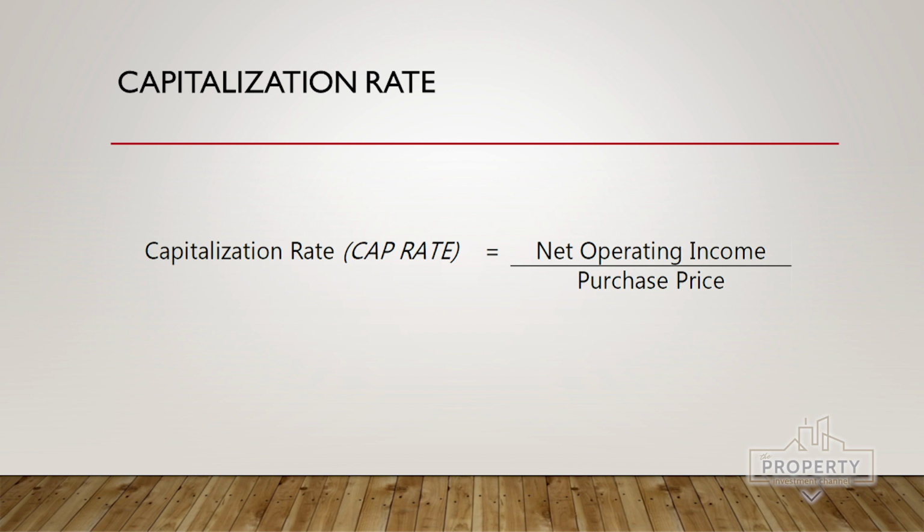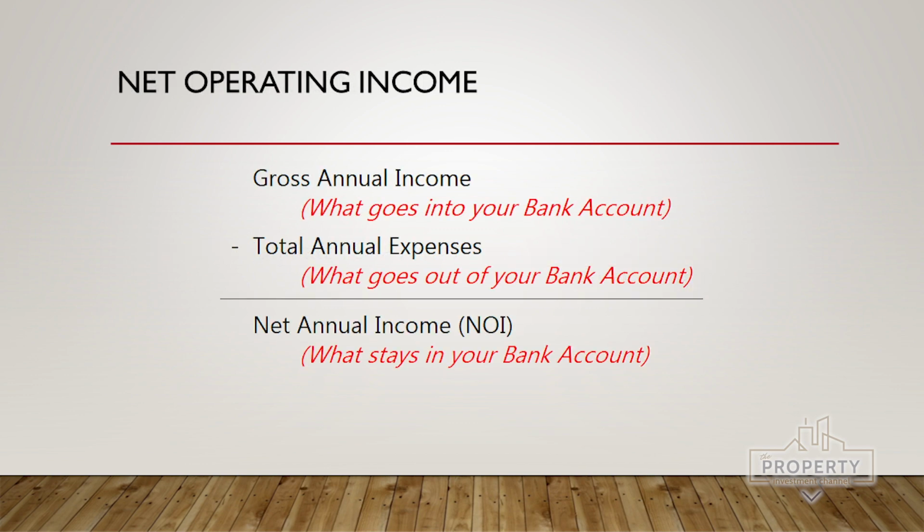The easiest way to explain what net operating income is and cap is, let's take a look at an example. Okay, so net operating income, that's the first thing we've got to figure out. I want you to think of it this way: it's all the money going into your bank account minus all the money going out of your bank account before your mortgage. So all the money in minus all the money out before your mortgage.